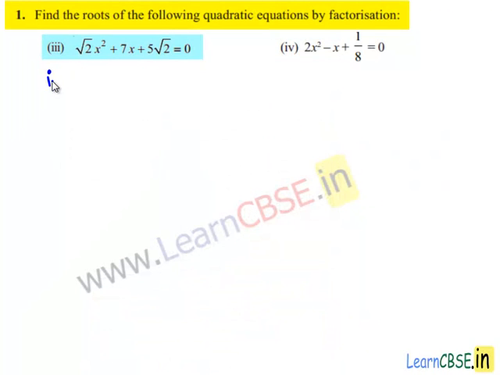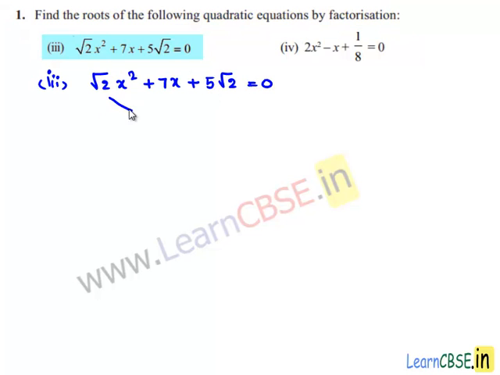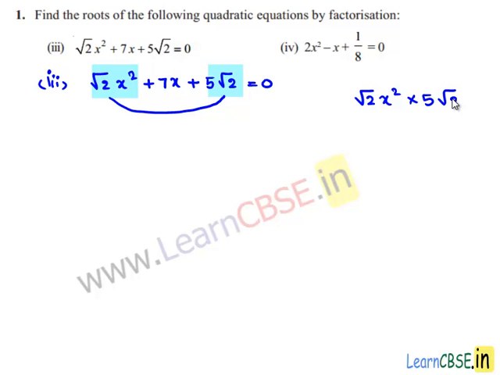Coming to the third bit, the given equation is root 2 times of x square plus 7x plus 5 root 2 is equal to 0. The product of the first term and the last term is root 2 x square multiplied by 5 root 2, which is 5 multiplied by 2 multiplied by x square, that is 10x square.